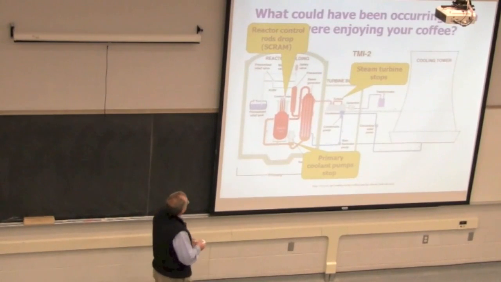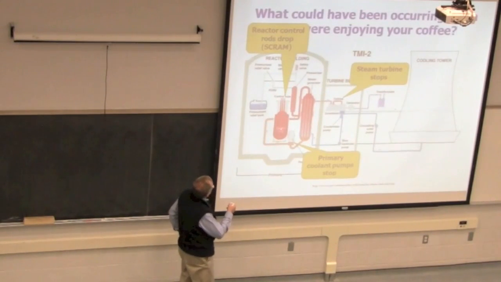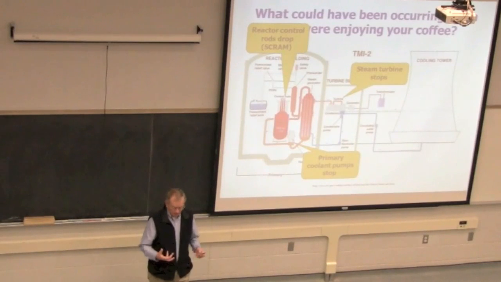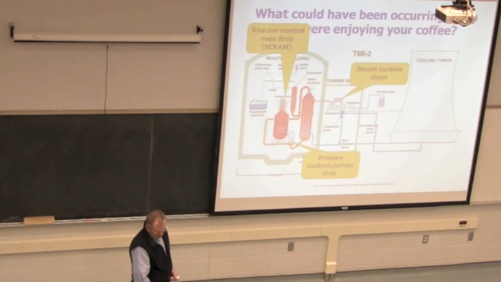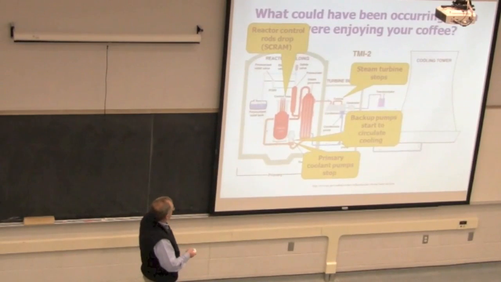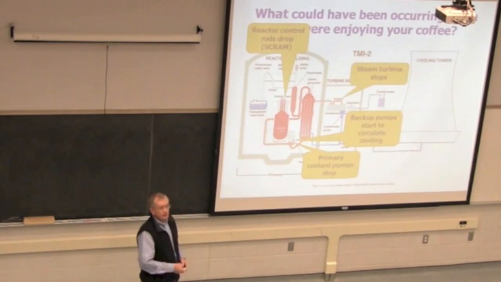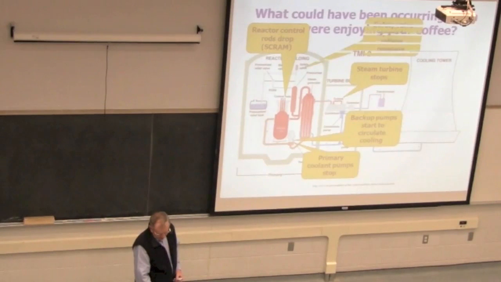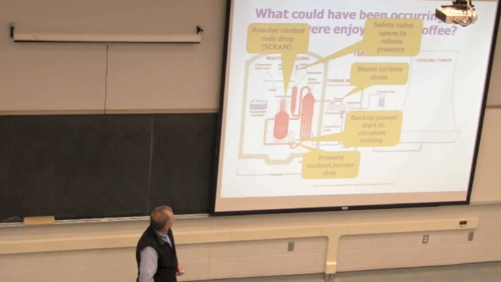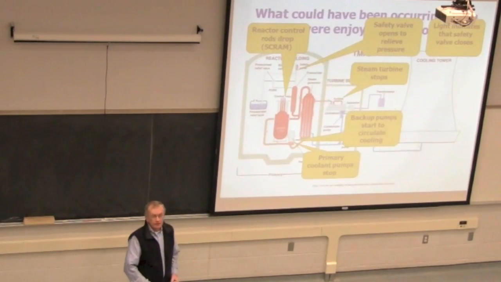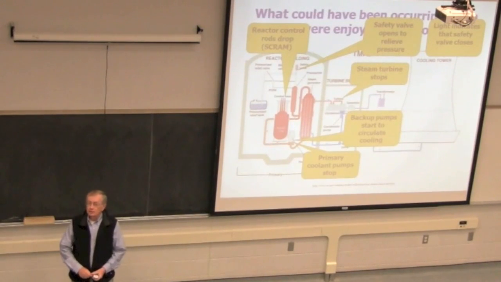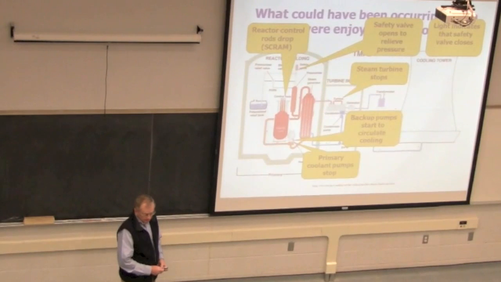The reactor rods scram, so the rods drop down into the core to absorb some of the radiation. The backup pumps start successfully. The safety valve opens to relieve the pressure. And the light goes on indicating that the safety valve is closed.